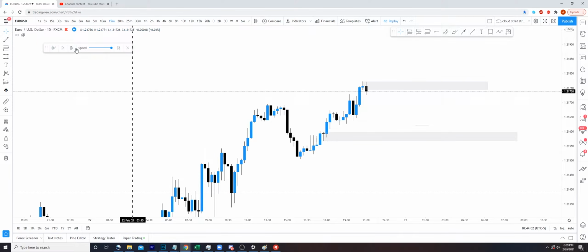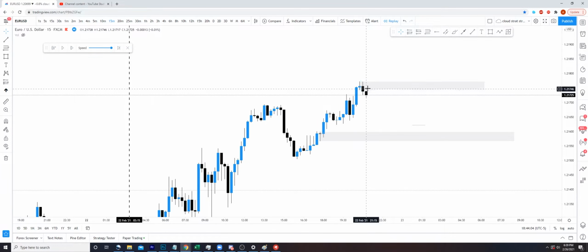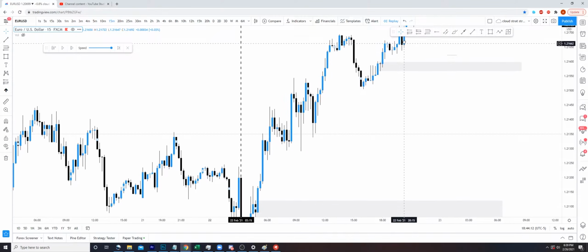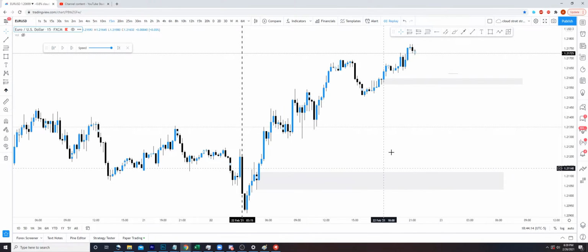Okay, so price comes and mitigates it right there, as you can see. So now we can look for potential price breakdowns if we're especially scalping or something of that nature. But this is now no longer a valid supply or demand zone. The only valid ones are still these ones here.